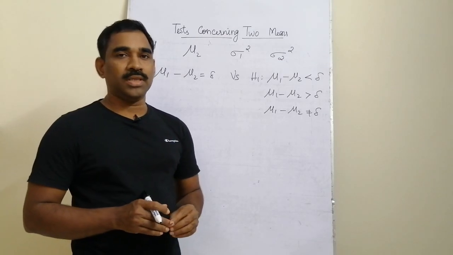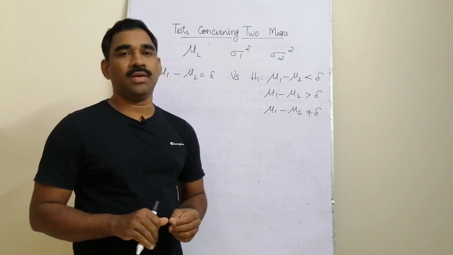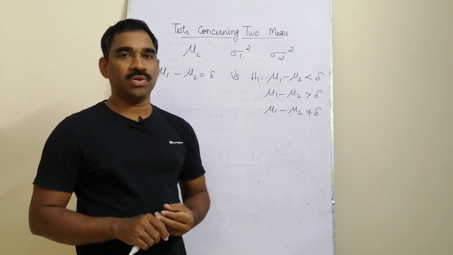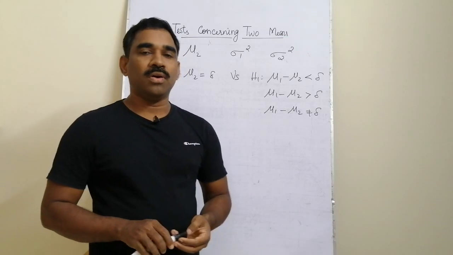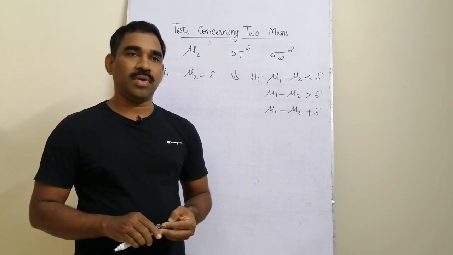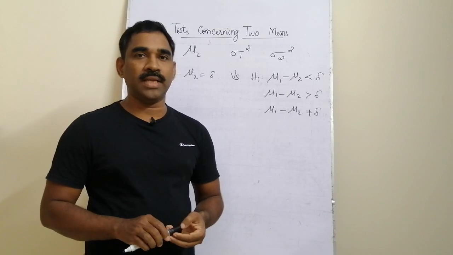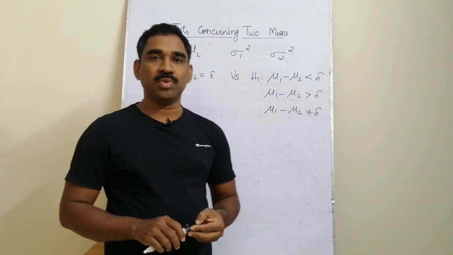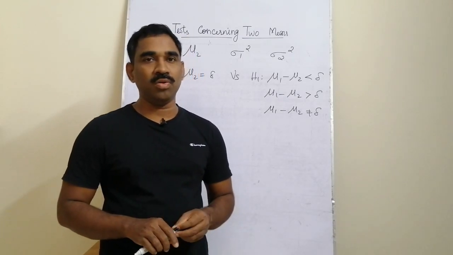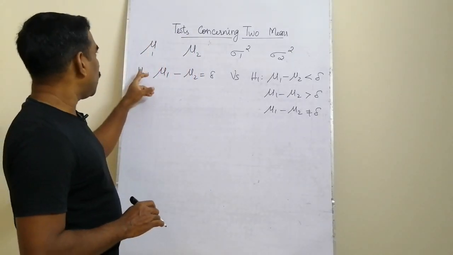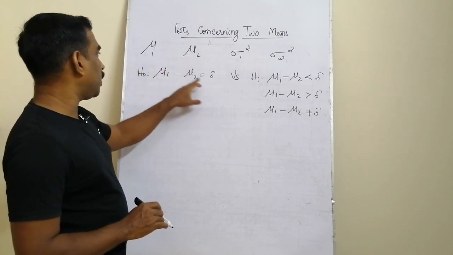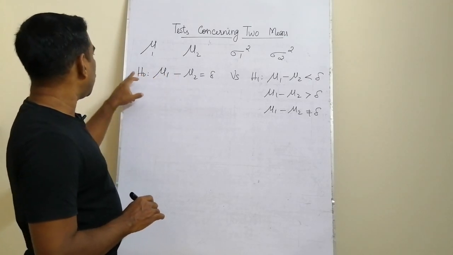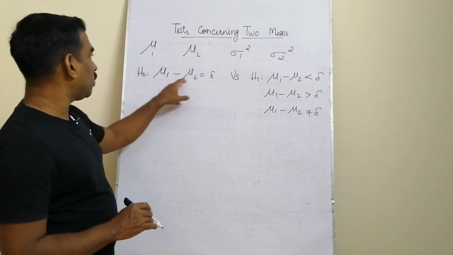For example, if you are testing whether two teaching methods are equally efficient or not, then we take the null hypothesis as mu1 minus mu2 is equal to 0, or H0 mu1 equal to mu2. Or if you are testing whether one irrigation method is less expensive than the other, we are on the assumption that the null hypothesis is mu1 minus mu2 equal to 0, or H0 mu1 equal to mu2. So this is the general format. In order to compare two populations in terms of population parameters mu1 and mu2, we take the general format as H0 mu1 minus mu2 equal to delta.